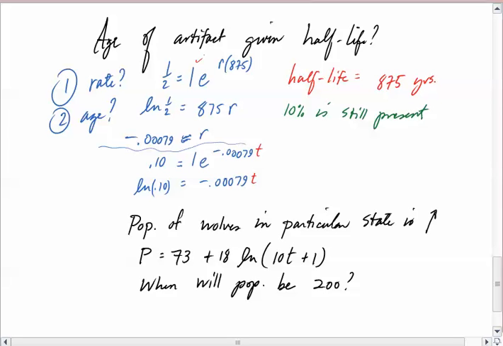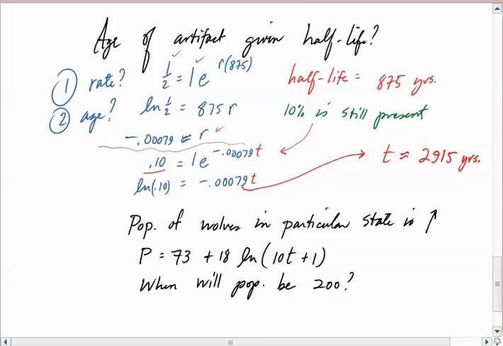So I put in the initial amount becomes half as much. My rate ends up being that. It's a negative number. It should be a negative if it's going to be decay. Then I answer the question, what's the age of the artifact if 10% is still present? Here's my 10%. I set up the problem. I'm going to find t, the age. Okay? I end up getting that time is approximately, if I divide both sides by that negative 0.00079, I get 2,915 years.